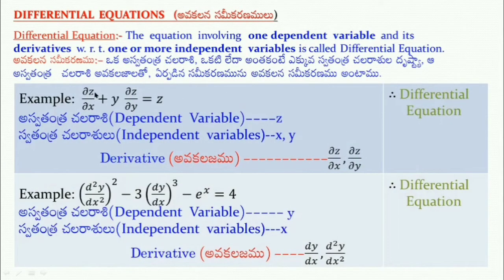So another example. Here we have dou z by dou x plus y into dou z by dou y is equal to z. In this case z is a dependent variable, and we have two derivatives. One is dou z by dou x, another one is dou z by dou y. These two are the derivatives of the dependent variable z, with respect to x and y. So this equation has a dependent variable z and its derivatives. So it is a differential equation.